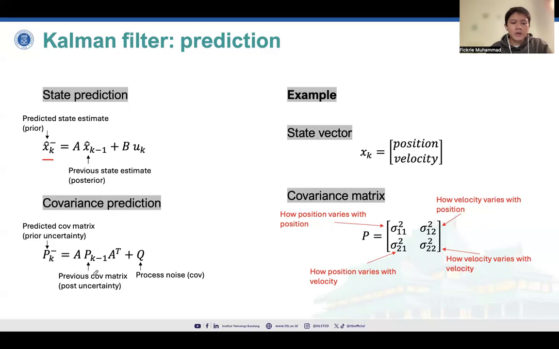And here, for example, we have the covariance matrix from the previous state, for example k-1 here, and then we have the process noise. For example, if you have position and velocity as the state vector, we'll have a 2 by 2 covariance matrix like this. It consists of 4 variance terms: how position varies with position, how velocity varies with velocity, and how velocity varies with position, and vice versa.